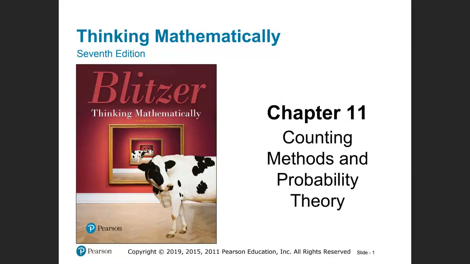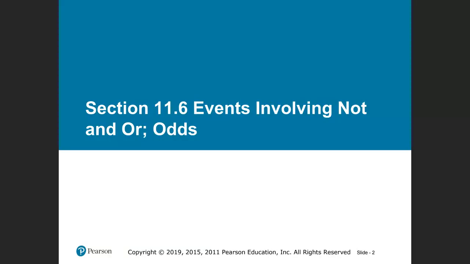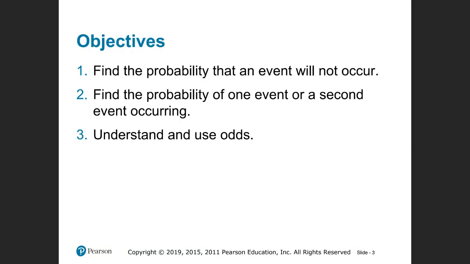Chapter 11, we're still on counting methods and probability theory, and in this section, we're going to look at events involving not and or, and we're also going to look at odds. Objectives: find the probability that an event will not occur, find the probability of one event or a second event occurring, understand and use odds.